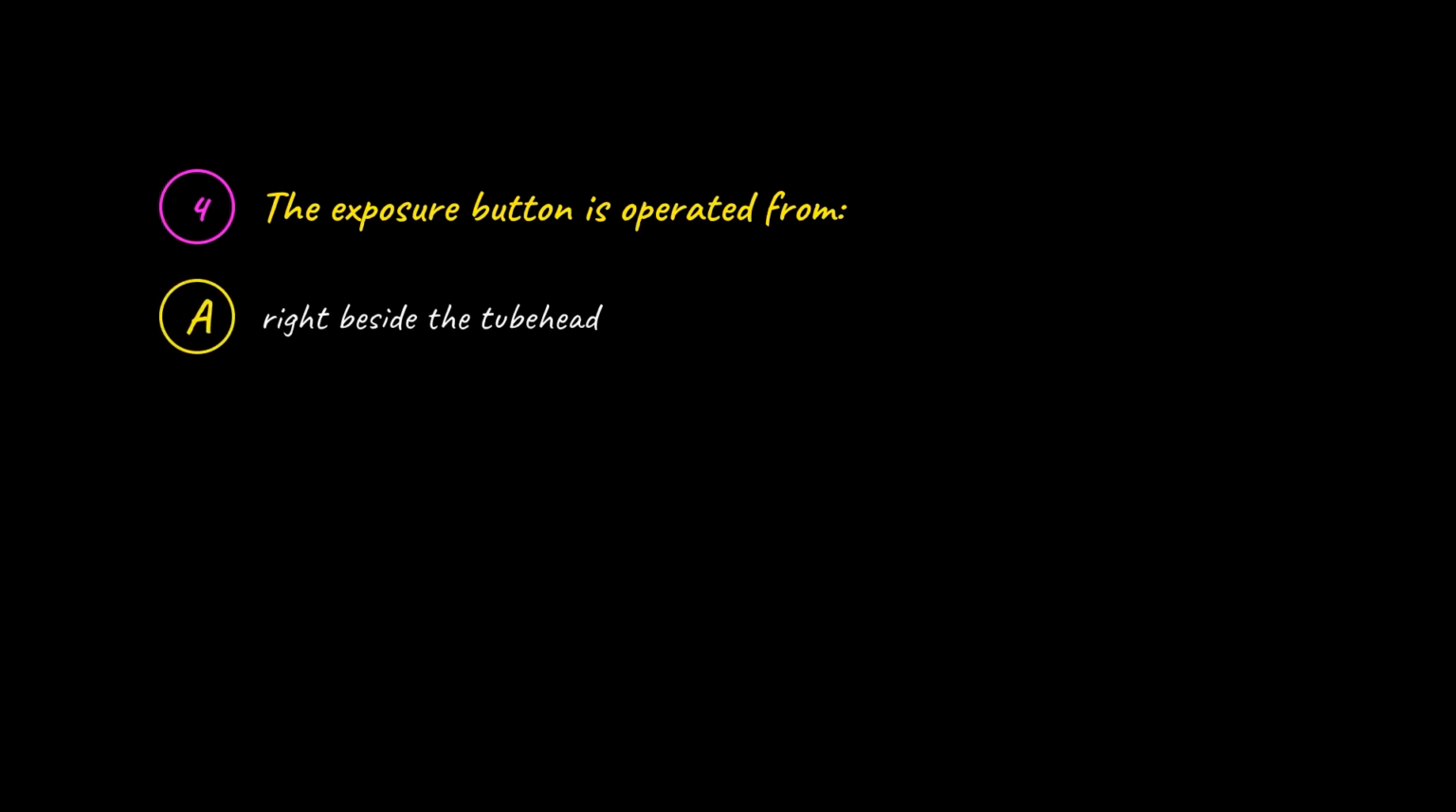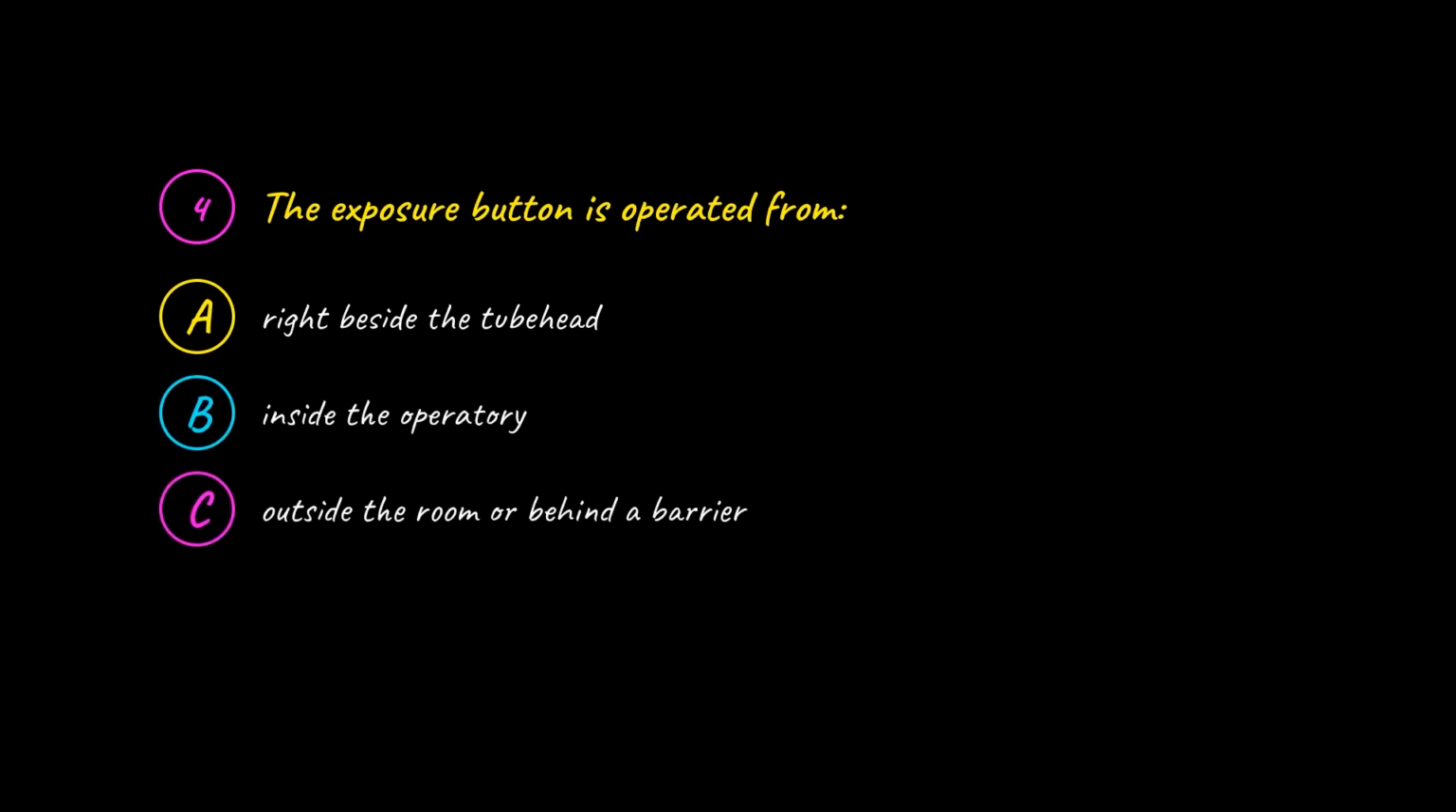Question 4. The exposure button is operated from. Your options are A. Right beside the tube head, B. Inside the operatory, C. Outside the room or behind a barrier, D. Under the patient chair. What's your answer? Commit to one before I continue.